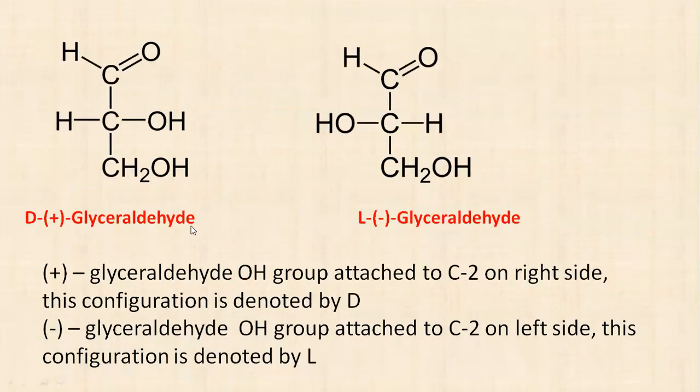See here, the glyceraldehyde structure, the positive glyceraldehyde. In this structure, the OH group is attached to carbon number 2 on the right side, and this configuration is denoted by D. And here, the OH group attached to carbon number 2 is on the left side, and this configuration is denoted by L.